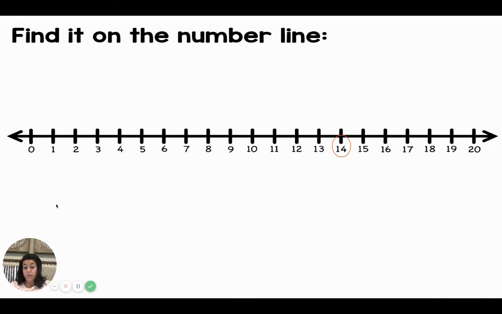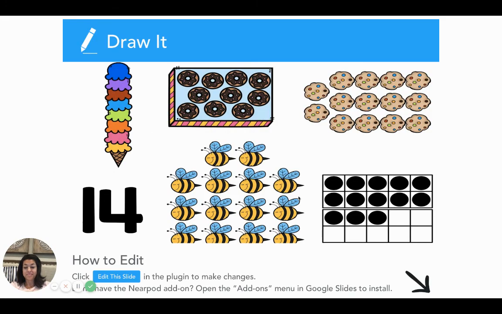The last number, here's number 14 on the number line. Who comes right after him? 15. Who comes before him? 13. Circle all of the objects that show us the number 14.